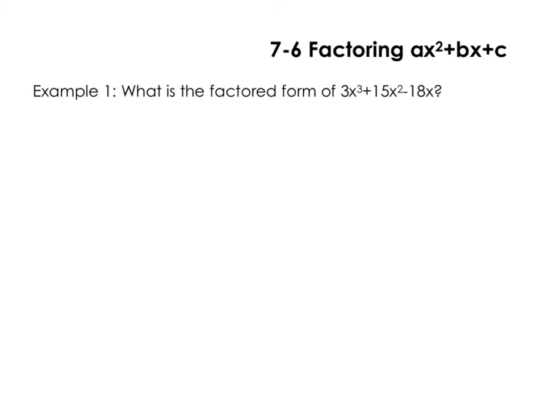So let's look at this first example, 3x to the third plus 15x squared minus 18x. I notice I don't have x squared, so it's not like the ones we've been practicing in the last section. So I need to break this down as best as I can. Now, the first step you should always be looking for is a GCF. If we have a GCF, that's the first thing we should always take out.